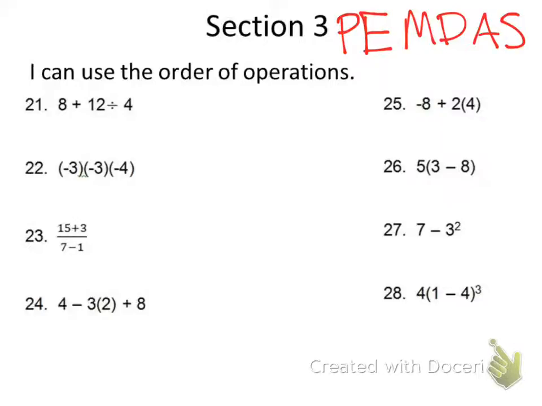Very good. As you write this, I want you to underline M and D with an arrow and A and S with an arrow. You are multiplying and dividing at the same time from left to right. Don't multiply, then divide. It's at the same time from left to right. Same thing with adding and subtracting, so don't be tricked by that.